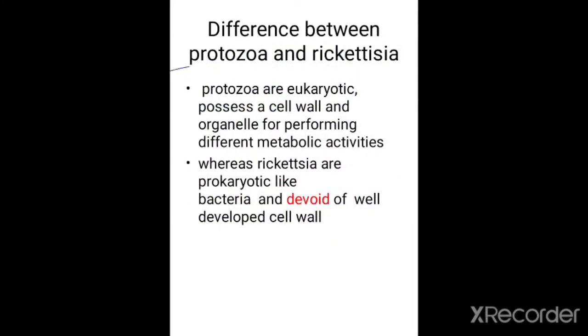There is a difference between protozoa and rickettsial organisms. Protozoa are eukaryotic, while rickettsia are prokaryotic. Protozoa possess organelles for performing different metabolic activities, but rickettsia are more like bacteria and have a cell wall.